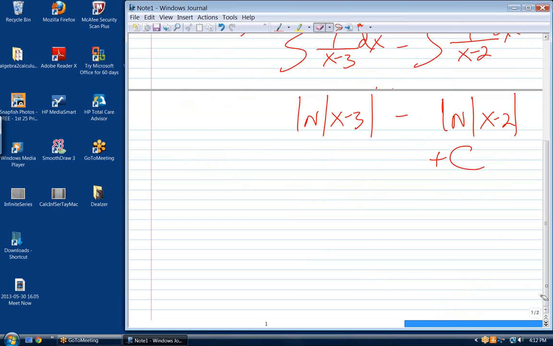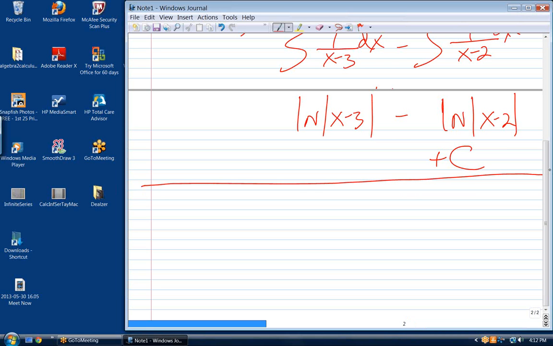Okay. Let's take a second situation. Distinct linear factors are pretty easy. Let's try repeated linear factors.